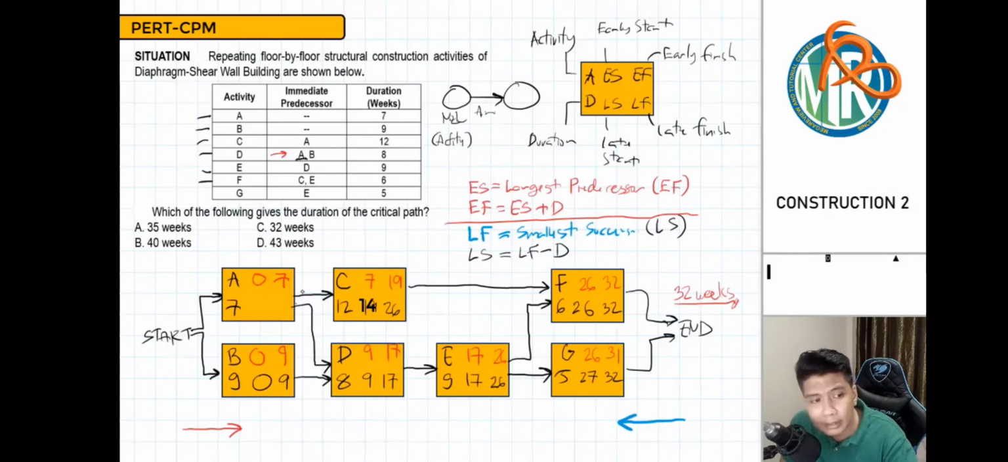For activity A, okay, dalawa successor niya, si C at saka si D. Okay, ano yung smallest na late start ng dalawa? So you will use 9 here. And 9 minus 7, you'll have 2. So there you go guys, kung nakuha mo na yung late start, late finish.